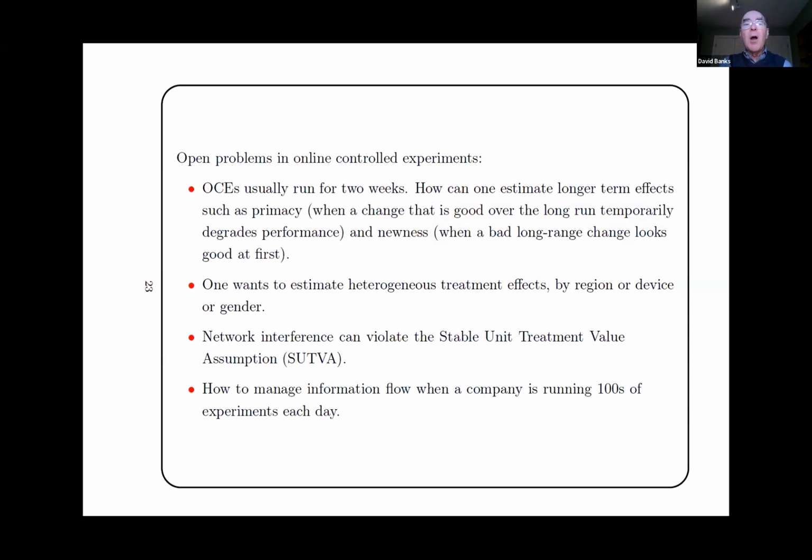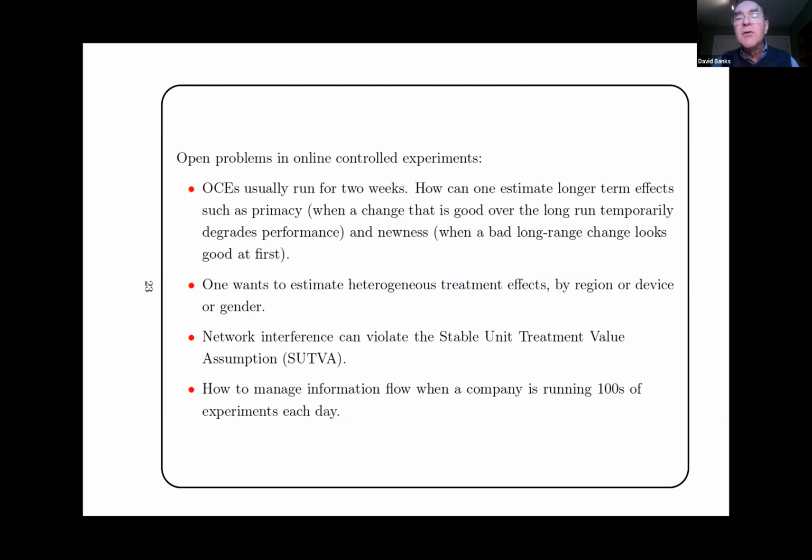There are a batch of open problems in online controlled experiments. Typically, they only run for 2 weeks. So how can one estimate the longer term effects such as primacy? And that occurs when a change is good over the long run, but temporarily degrades performance. So you can imagine a new checkout interface that's more efficient than the old one, but you have to learn how to use it. And that cognitive load makes you temporarily unhappy with it. And maybe you're slower to do the checkout.